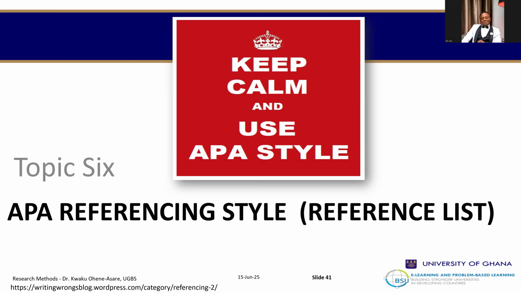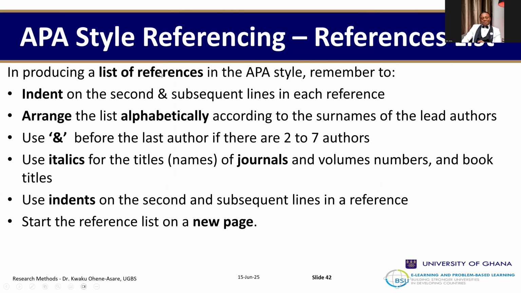All right. So, referencing, biblio. That's the last thing. If you want to produce a referencing list, remember to indent. This indent, I'll come back to, is very crucial. Indent on the second and subsequent lines. The first line, fine. But the second line, push it to the right. That is indent. I'll give you an example. Also, make sure they are in alphabetical order.